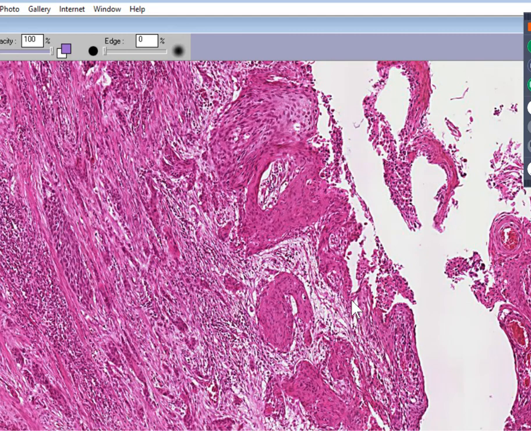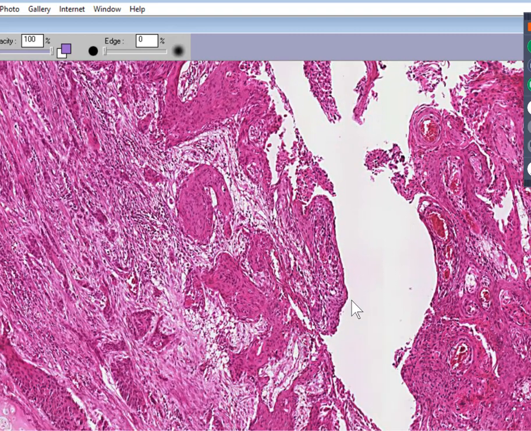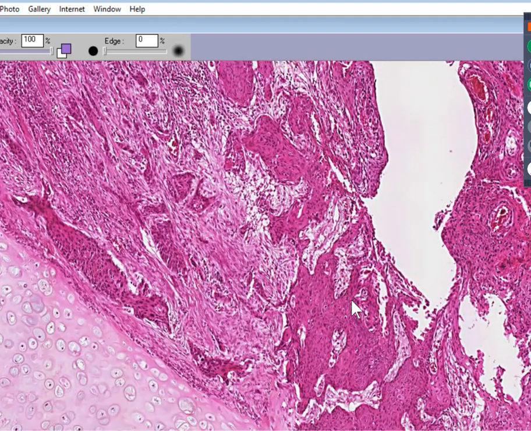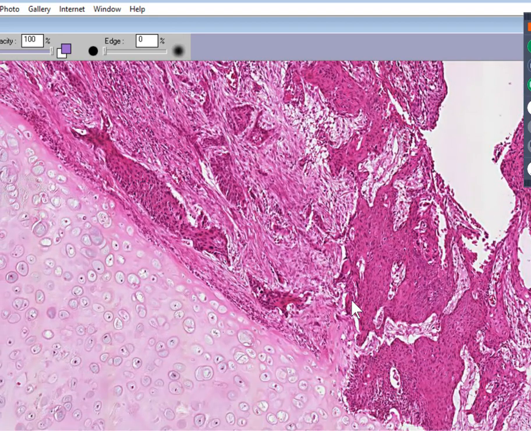Look, here's a squamous nest. Here's some of the squamous nests going into the deeper tissue. Perhaps there's some remnant of columnar cells, but look, these are all squamous cells. And look, in some cases, they have invaded the underlying connective tissue, but they have stopped dead short of the cartilage. Does that mean that they're non-invasive?